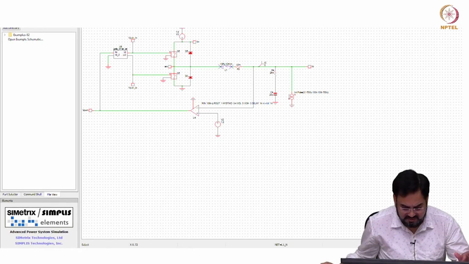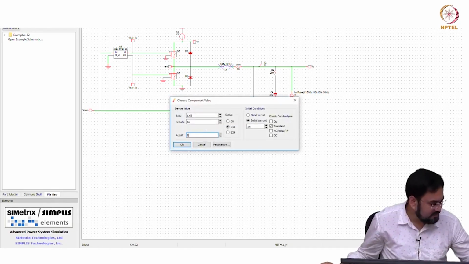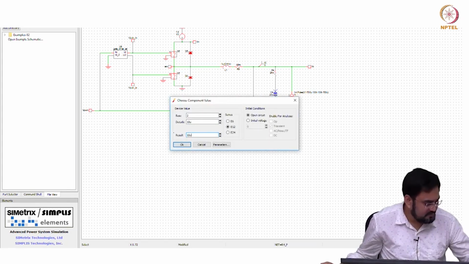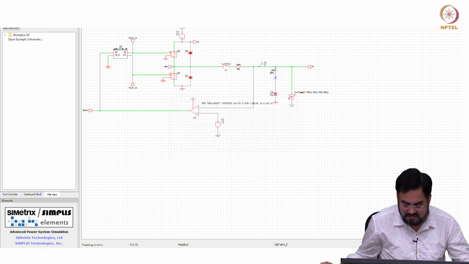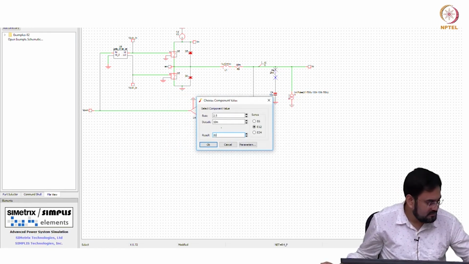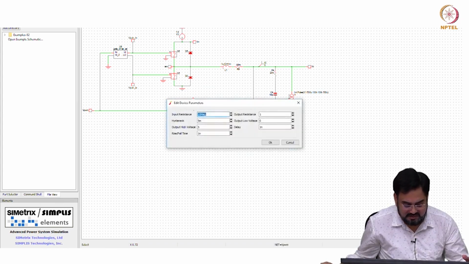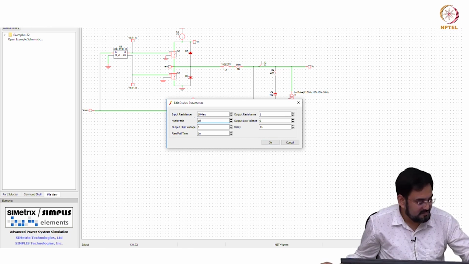Let's put the values 1 micro, 10 micro, 20 milli and 5. Okay. So, hysteresis is 5, 10 milli. Let us put 5 milli.